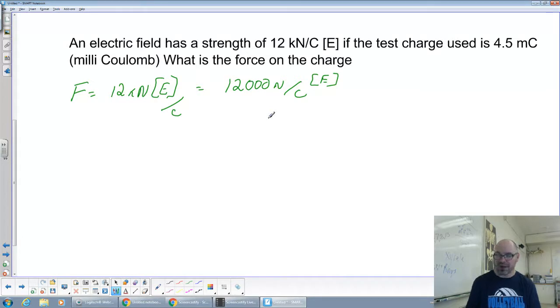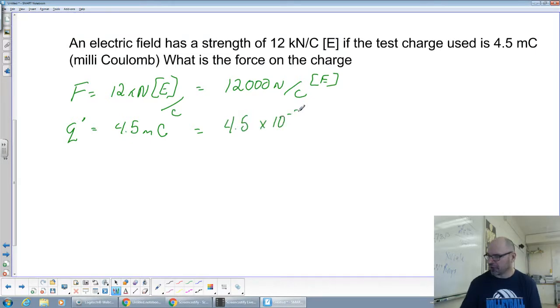Okay, and our test charge is 4.5 millicoulombs, which we can write in scientific notation since we've been using that for microcoulombs. Milli is 10 to the negative 3, so this is 4.5 times 10 to the negative 3 coulombs. Okay, so if we take the formula, E equals force over the test charge, and we want to find the force, then we rearrange this.